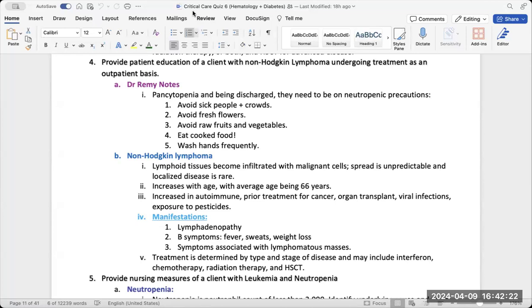But these particular patients are at a high risk for pancytopenia. So they need to be discharged on neutropenic precautions. So what are our neutropenic precautions? Well, we want them to avoid sick people and crowds, because neutropenia means that they have a decreased neutrophil count, which means they're at risk for infections. No fresh flowers in the room, no raw fruits and vegetables. They should only have cooked fruits or any sort of food that they're eating. Anything should be cooked, and they should wash their hands frequently.